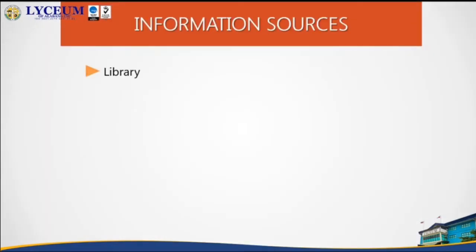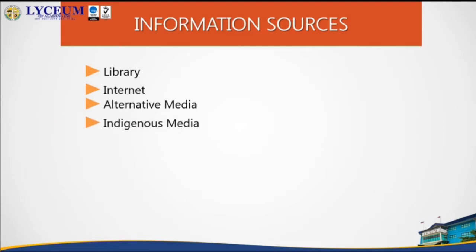Information sources. We have here the different sources of information that we can go through, or we can go to if we need certain information. These are library, internet, alternative media, and indigenous media. We can think of information as being held by media and other information providers such as libraries, museums, archives, and the internet. These information providers have a number of roles, including to inform, educate, provide access to all types of information, preserve cultural heritage, and entertain.